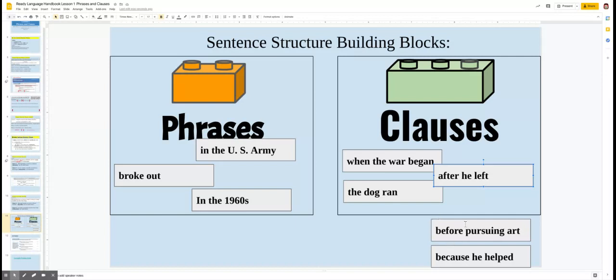Now we got two more. We've got before pursuing art and because he helped. So, which one of these is going to be a phrase? And it's also a prepositional phrase. And which one of these is going to be a clause? Look for the one that has a subject and a verb because that's going to be your clause. So which one has a subject and a verb?